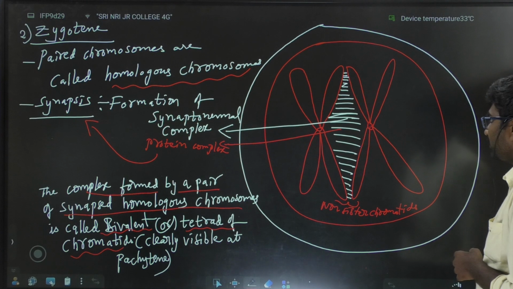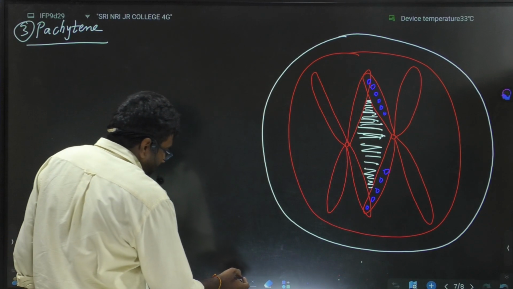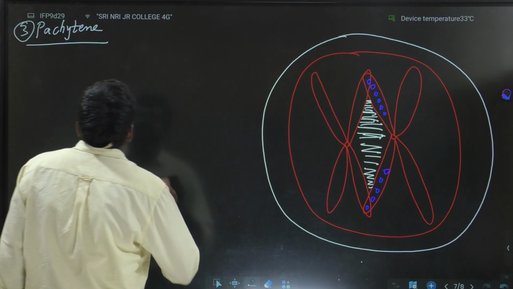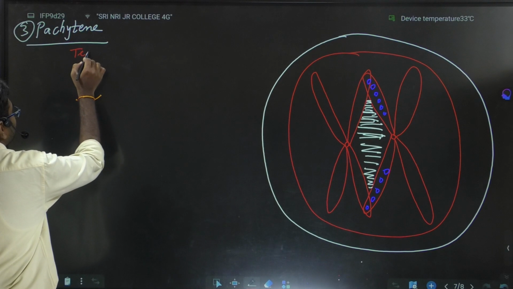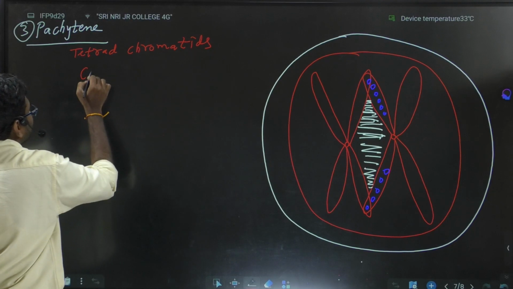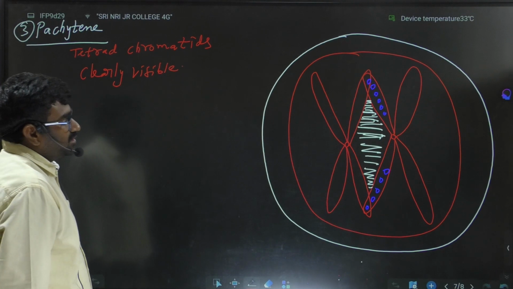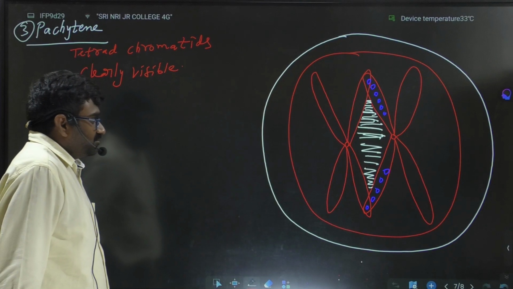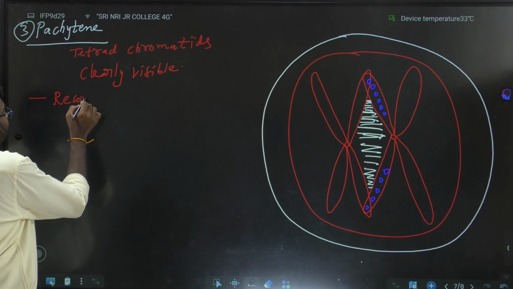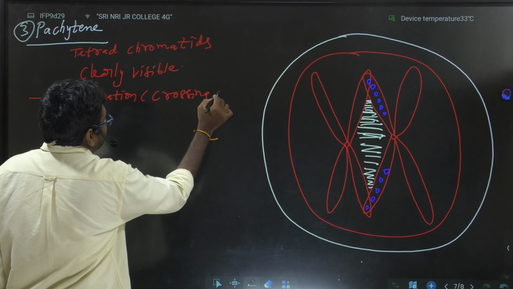And next, the pachytene. The next stage is the pachytene. Here the bivalent chromosomes or tetrad chromatids are clearly visible. And the process of recombination, also called crossing over, takes place in this pachytene stage.